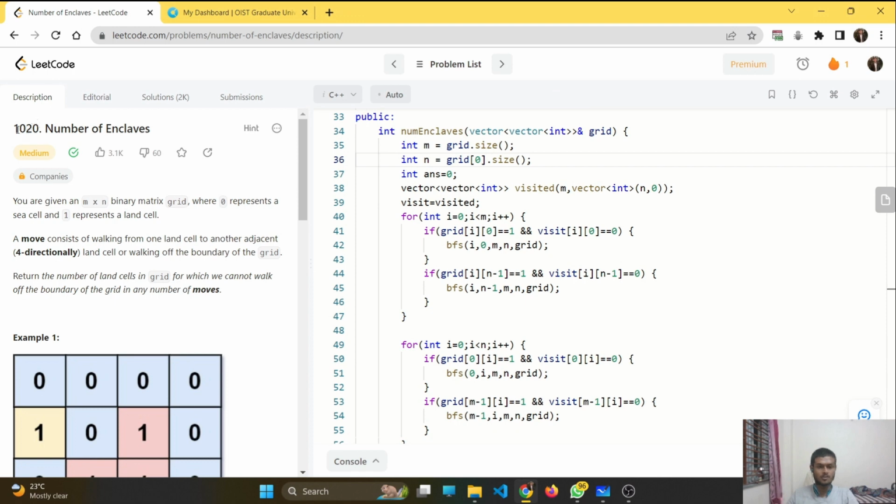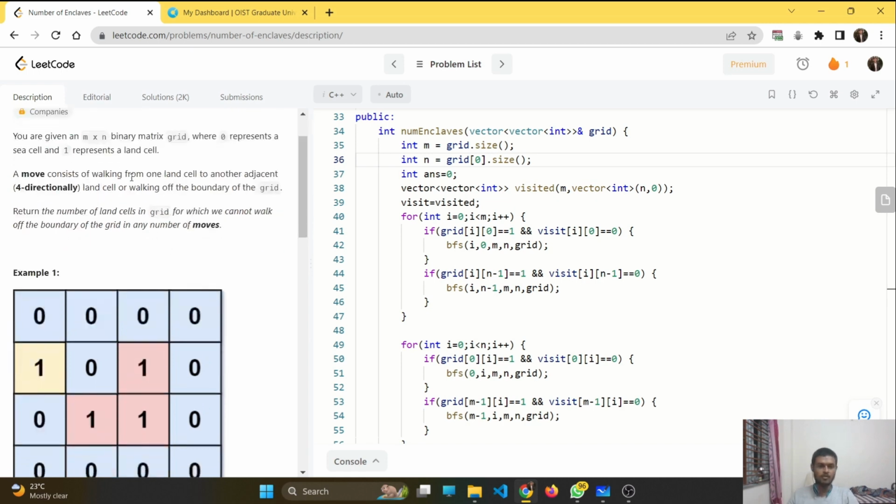So today we are going to discuss the daily question of Leetcode, that is 1020, Number of Enclaves. In this question we are given an M cross N binary matrix where 0 represents the sea cell and 1 represents the land cell. In one move we can move from one land cell to another land cell in 4 different directions, that is top, bottom, left and right.